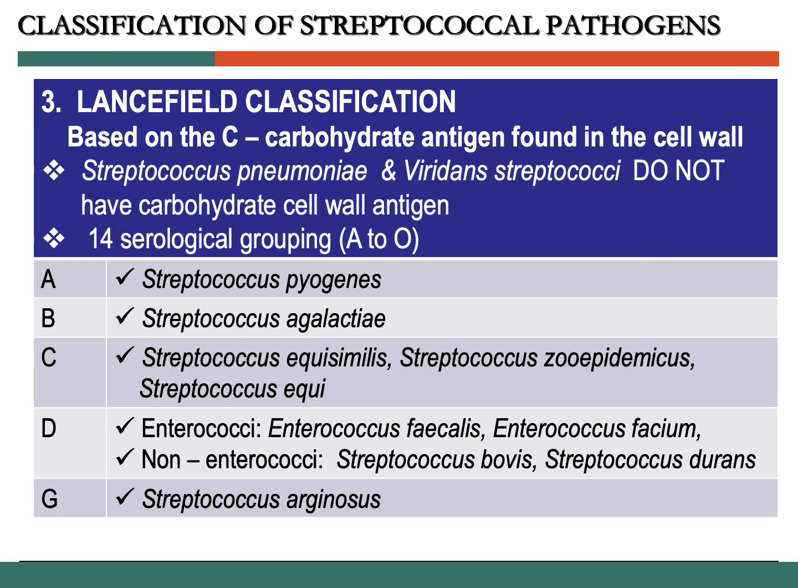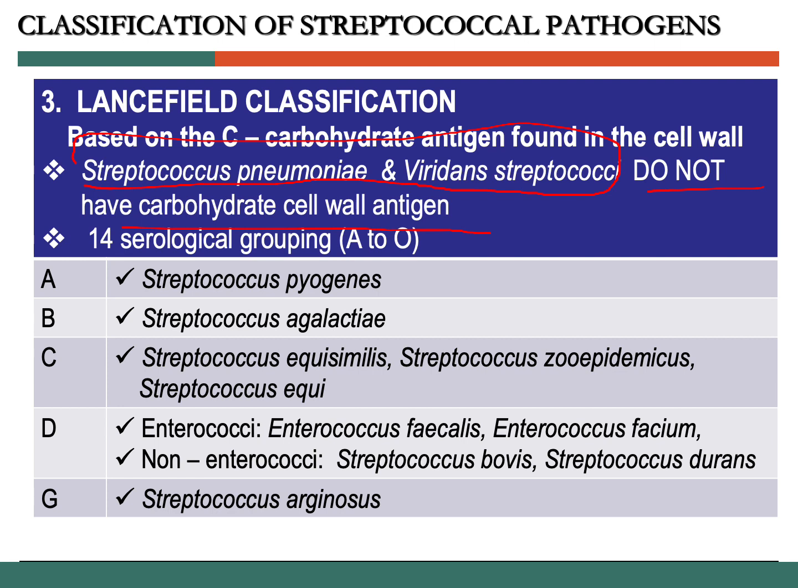Take note that Streptococcus pneumoniae and viridans do not have cell wall carbohydrates, so they are not grouped according to Lancefield classification. Again, Streptococcus pneumoniae and Streptococcus viridans do not have cell wall antigen, therefore they are not grouped according to Lancefield classification. The rest possess cell wall antigen.